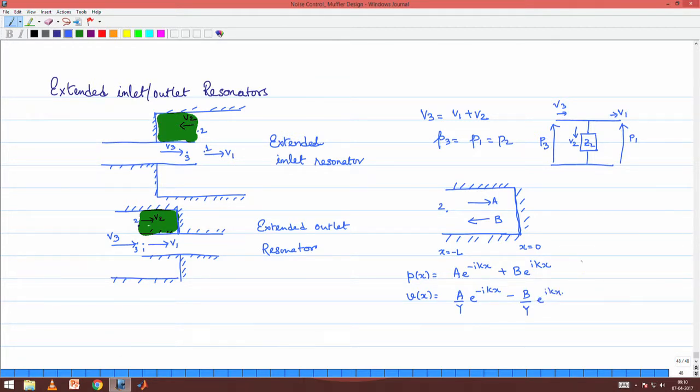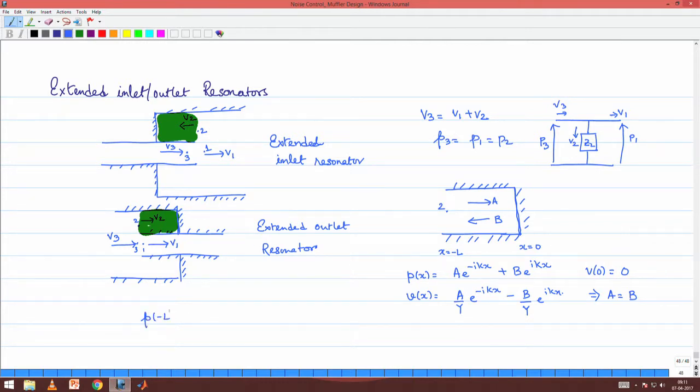But now we need velocity at x equals 0 to be 0, because here you must have a rigid termination. So, therefore, if velocity at the point 0 has to be 0, then you must have A equals B from the second condition. So, now the deal is to find what is the ratio of P at minus L and V at minus L, given that A is equal to B.